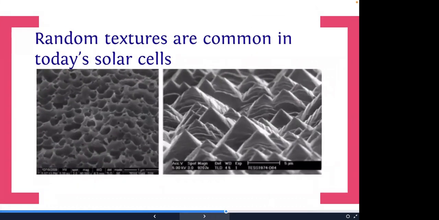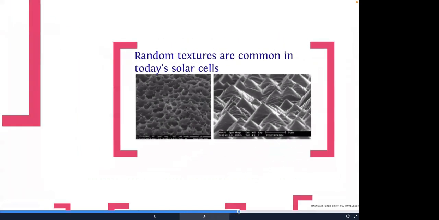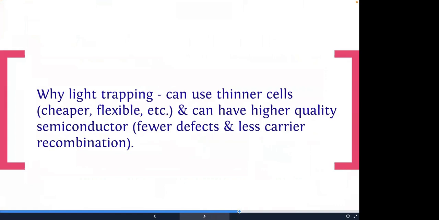So these are examples of what they look like on the micro scale. These are microstructures of more or less random structures, silicon essentially. Sometimes it's glass, because you can use glass to protect the silicon. So the silicon is underneath, so you can't see it, but I'm quite certain these are both silicon. You can get many different textures. Now, why do we want light trapping? We want to trap the light to reduce the thickness of the cell.